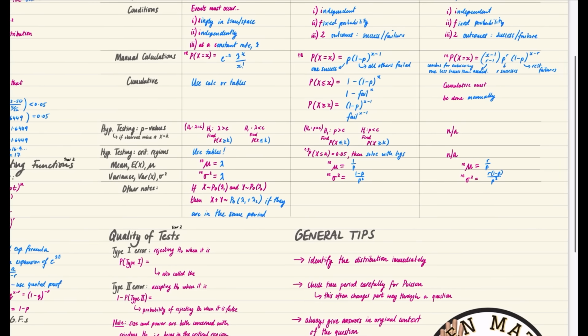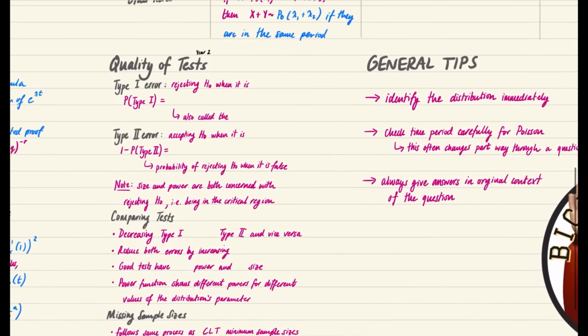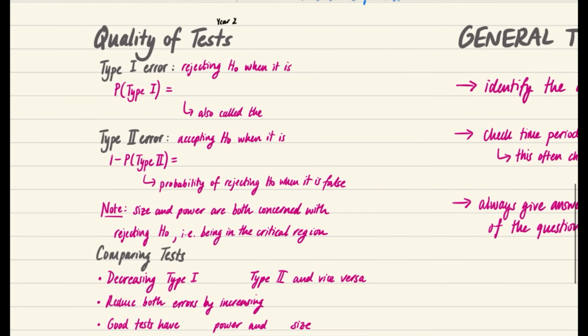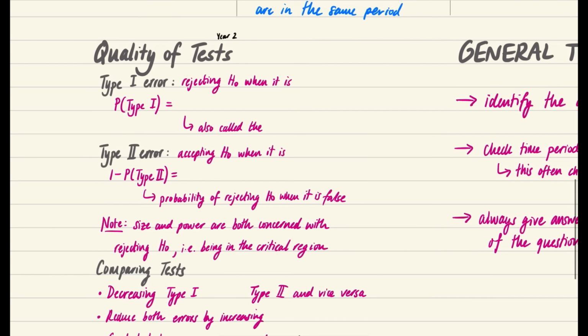Last part is a year 2 section, which is quality of tests. It's about the stuff to do with different types of errors, and really this is where they try and pull a lot of further stats 1 all into one place. So first of all, a type 1 error. What is a type 1 error?